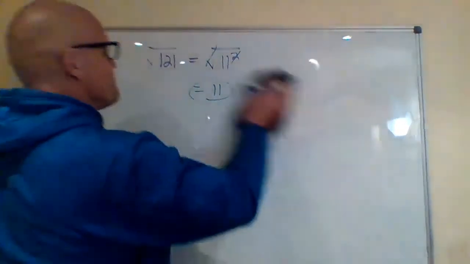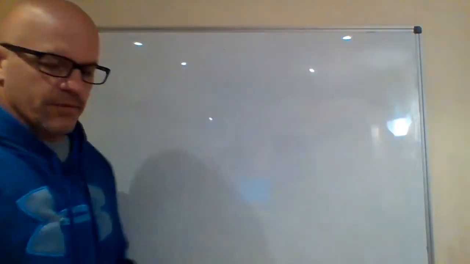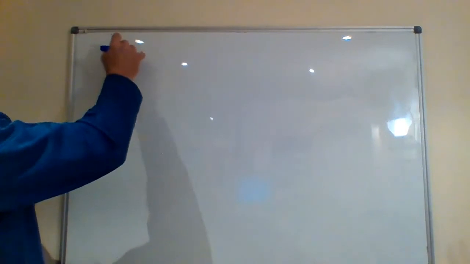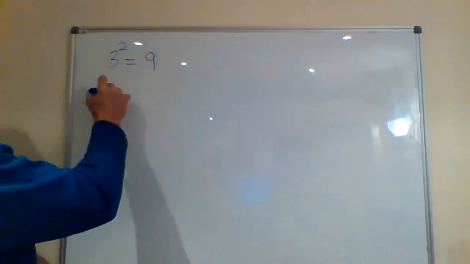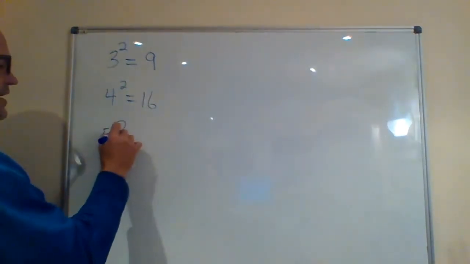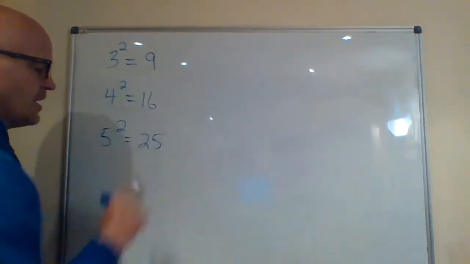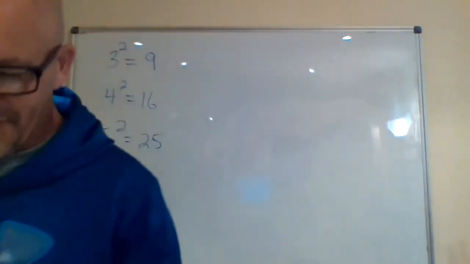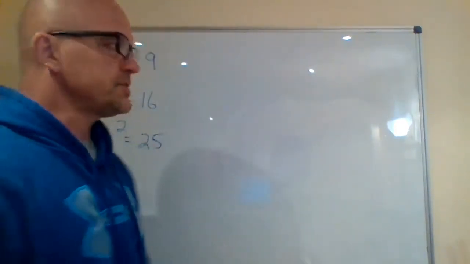Now, there's one problem with square roots. If you start thinking about those perfect squares, and I'll just put down a few. We have 3 squared, that equals 9. We have 4 squared, that equals 16. And we have 5 squared, that equals 25. So what's the problem, you might ask? Well, it's pretty simple to understand.